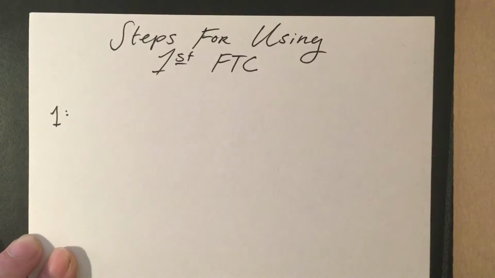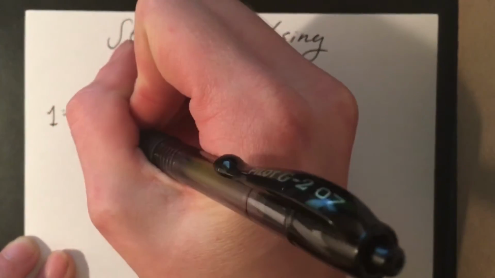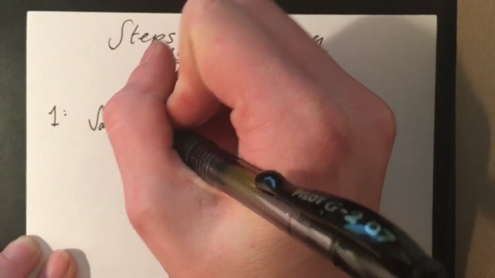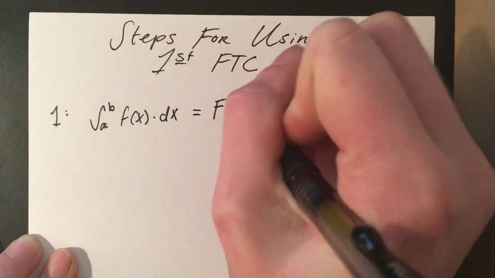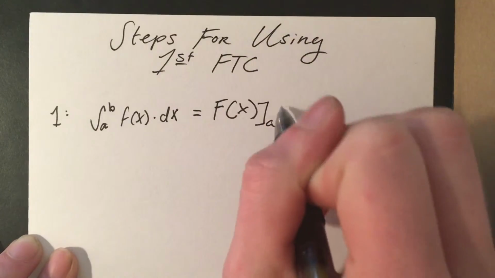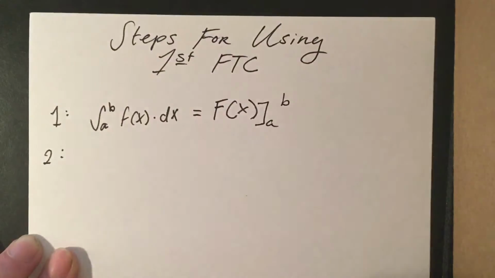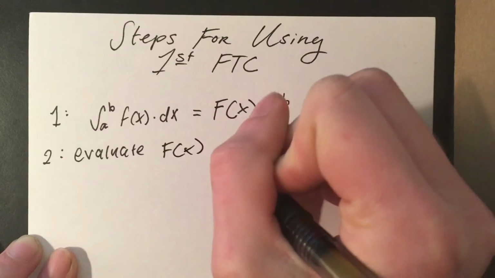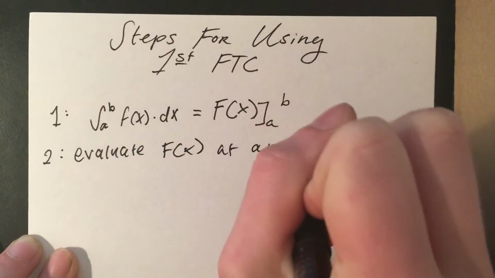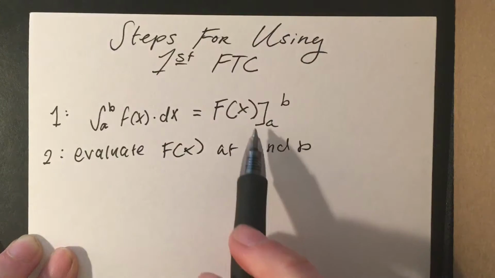There are two steps when using the first fundamental theorem of calculus that you must do. First, you need to write the definite integral is equal to the antiderivative evaluated at a and b. So you need to write this: the integral from a to b of f dx equals the antiderivative from a to b. And then step 2, you need to evaluate the antiderivative at a and b. Pro tip, you always need to write this.